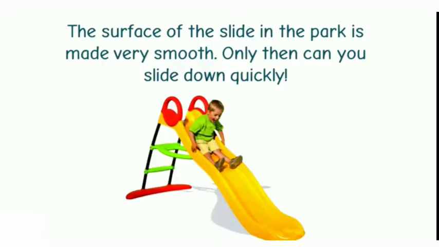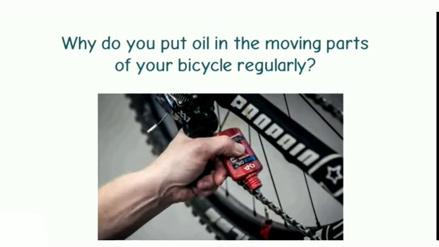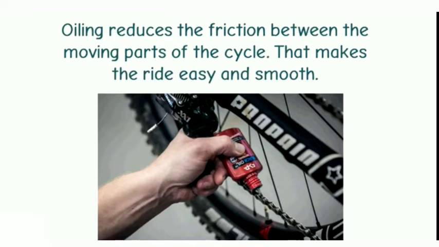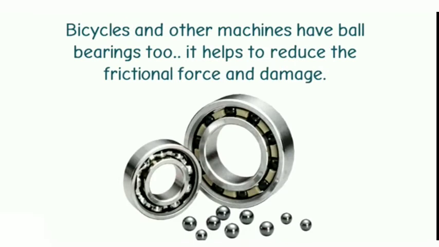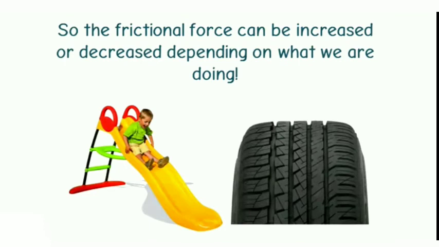The surface of the slide in the park is made very smooth. Only then can you slide down quickly. Okay. Why do you put oil in the moving parts of your bicycle regularly? Oiling reduces the friction between the moving parts of the cycle. That makes the ride easier and smoother. Bicycles and other machines have ball bearings too. They help to reduce the friction force and damage. So the frictional force can be increased or decreased depending on what we are doing.